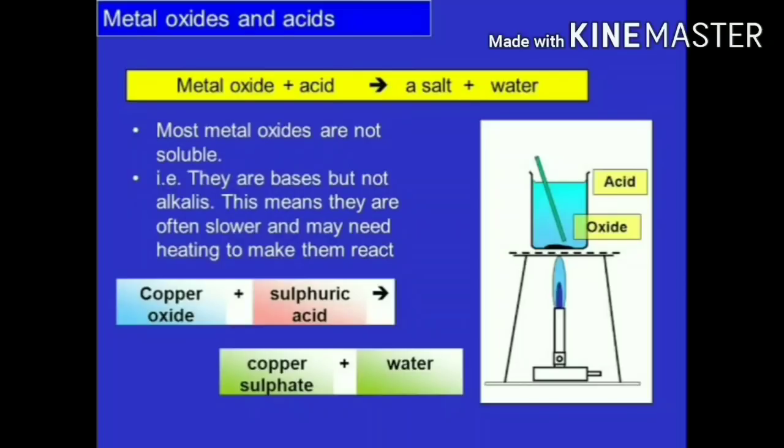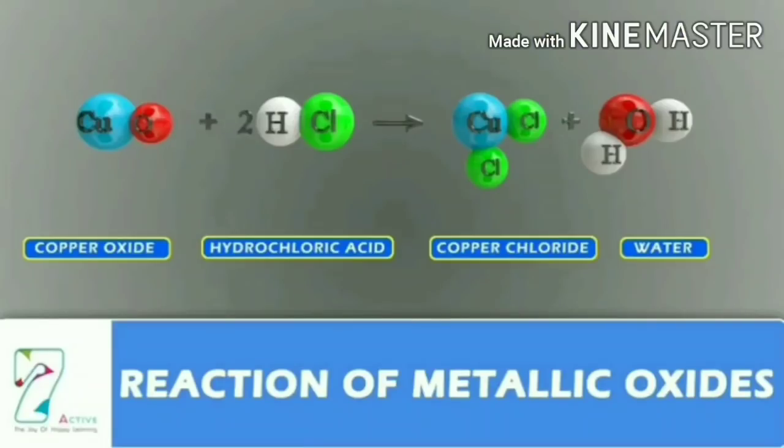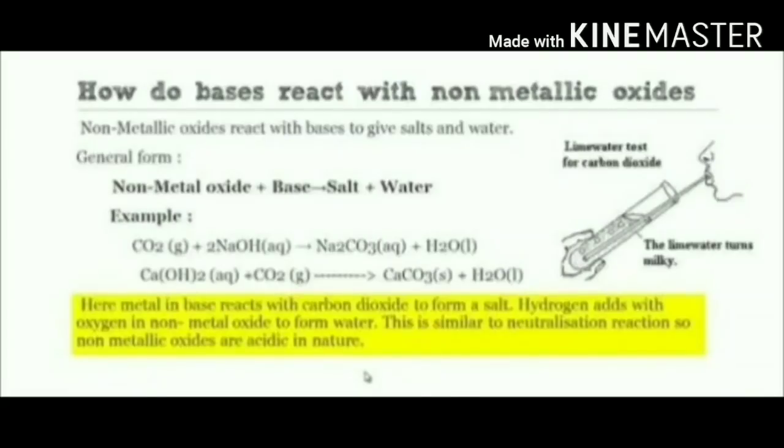In the above equation, copper oxide reacts with sulfuric acid to form copper sulfate and water. Here, copper oxide acts as a base. Similarly, when copper oxide reacts with hydrochloric acid, it forms copper chloride with water, which is also an example for neutralization reaction. The last reaction what we have seen in the last part is how do bases react with non-metallic oxides. Non-metallic oxides react with bases to give salts and water.